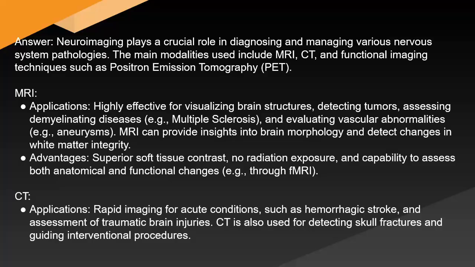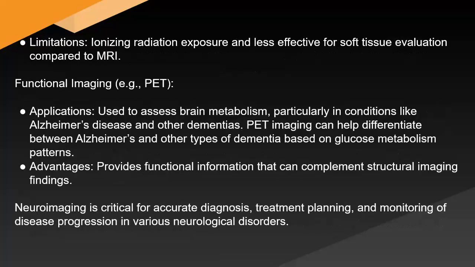Advantages: superior soft tissue contrast, no radiation exposure, and capability to assess both anatomical and functional changes, e.g. through fMRI. CT applications: rapid imaging for acute conditions such as hemorrhagic stroke and assessment of traumatic brain injuries. CT is also used for detecting skull fractures and guiding interventional procedures. Limitations: ionizing radiation exposure and less effective for soft tissue evaluation compared to MRI.